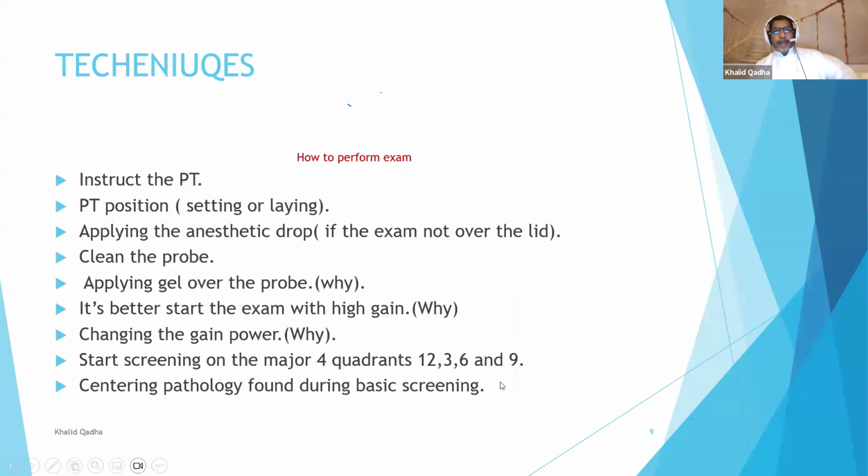When we want to start the exam for a patient, we need to instruct the patient what we are doing before we put the probe in the eye. Position the patient most of the time in the chair as lying or inclined. Apply the anesthesia if you want to do it on the eye itself, or without if you will do it over the lid. Me personally, I love to do it over the lid. It's more comfortable for the patient and easier and faster, honestly, because some of the patients will be very stressed touching the eye, and also the anesthesia drop usually is going to give them some burn.